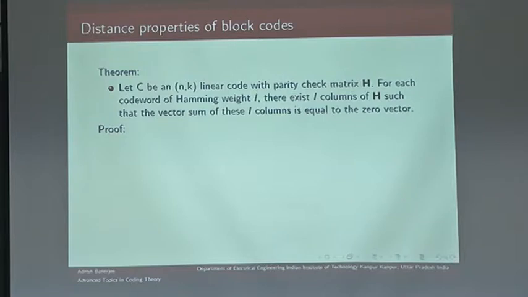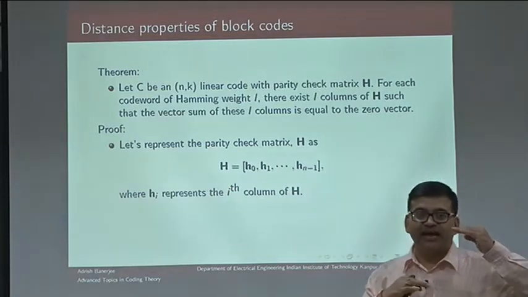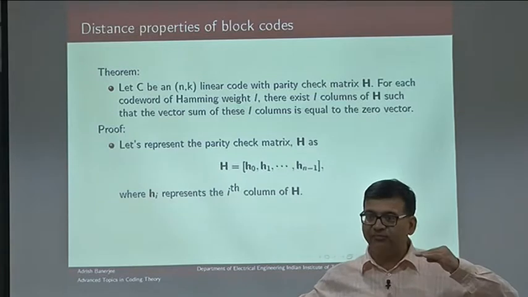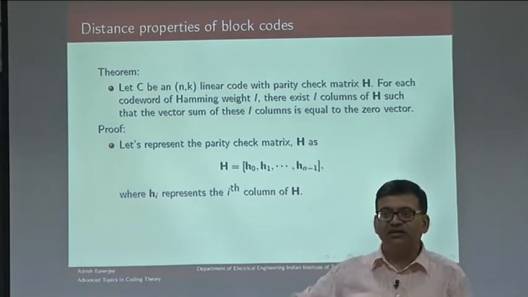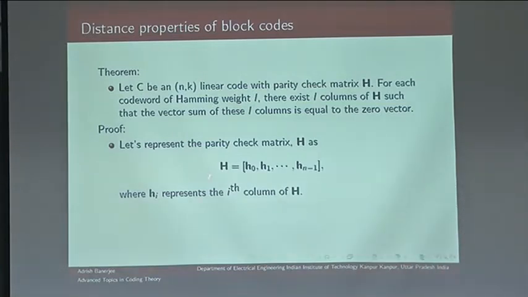Okay. How do we prove this? Let us denote the parity check matrix by capital H and the columns of this parity check matrix as H0, H1, H2, up to H(n-1). Remember, the parity check matrix is an (n-k) cross n matrix. So there are n-k rows, the rank is n-k, and there are n columns. So these are the n columns H0, H1, H2, up to H(n-1). Let Hi represent the ith column of H.